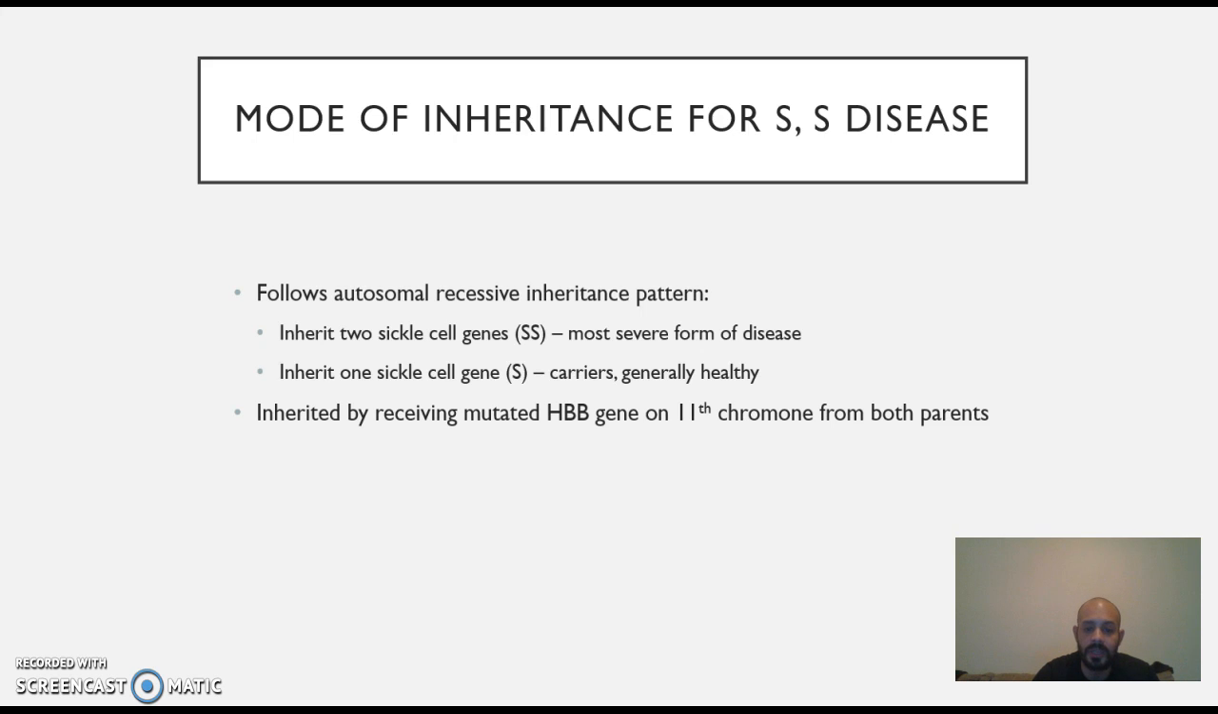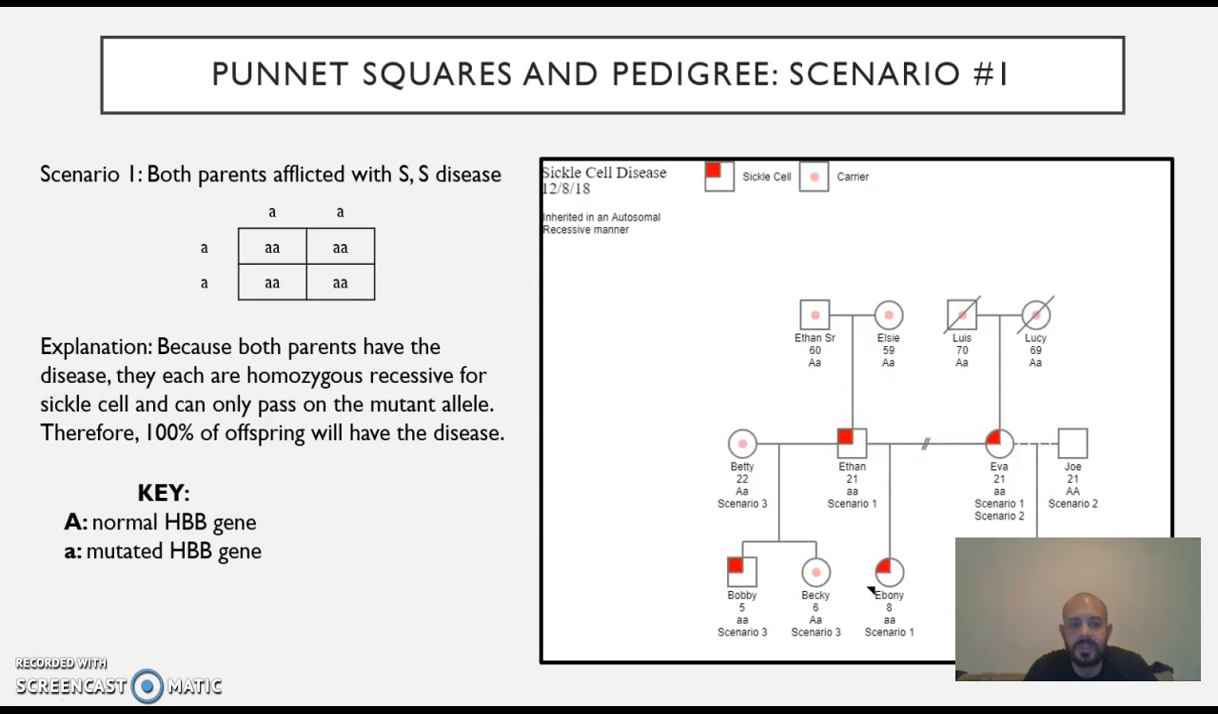As we stated before, the HBB gene is on the 11th chromosome, which is an autosomal chromosome. And this is different from someone who, let's say, gets an inherited disease on a sex chromosome, which those are called sex-linked. So, in summary, sickle cell disease is an autosomal recessive inheritance pattern.